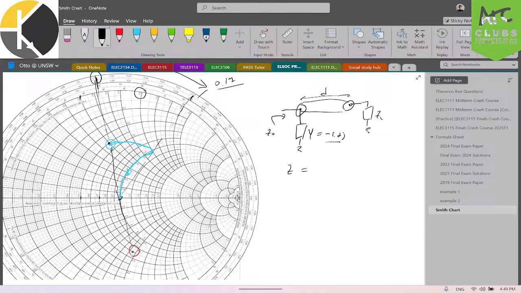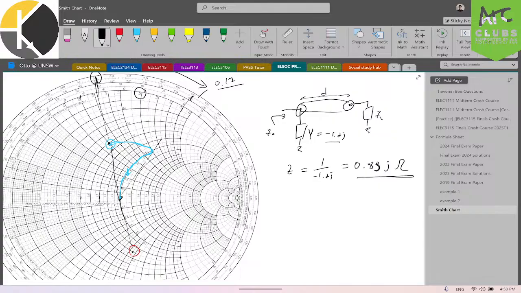So Z of the stub is equal to 1 over minus 1.2 J, which is equal to how much? Take the calculation. 0.8 something. It's 0.83 roughly. J ohms from the stub chart that I have.